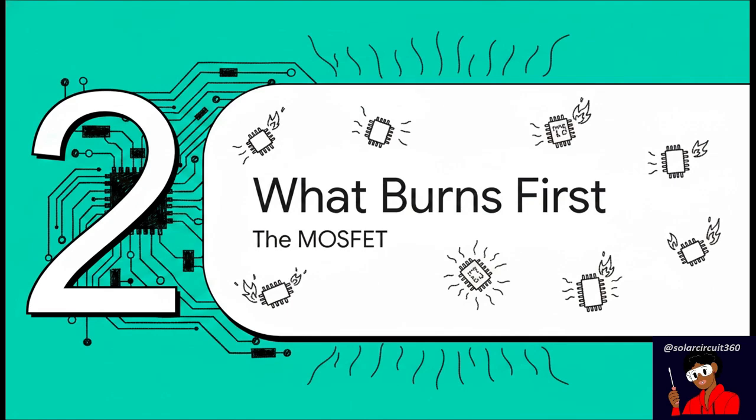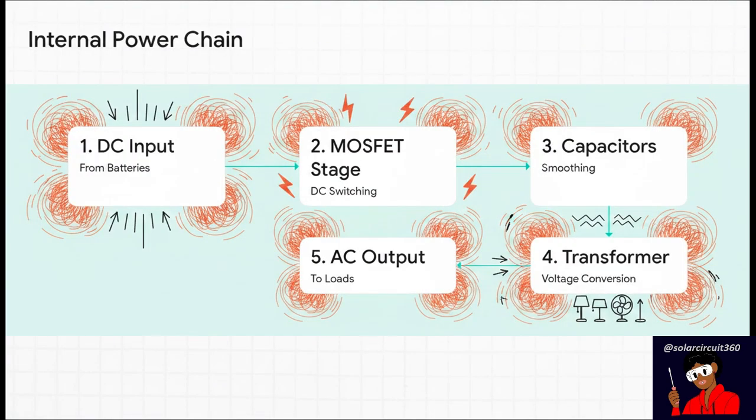Well, our journey into the heart of the inverter leads us to one tiny, absolutely critical component. This is almost always the first domino to fall, the MOSFET. Okay, here's a super simplified look at the power chain inside your inverter. You've got DC power coming in from the batteries, right? That power then hits the MOSFET switching stage. Now, this is our prime suspect right here. This is where the action is. From there, the power goes through capacitors and transformers before heading out to your appliances. But it all hinges on what happens right there at step 2.